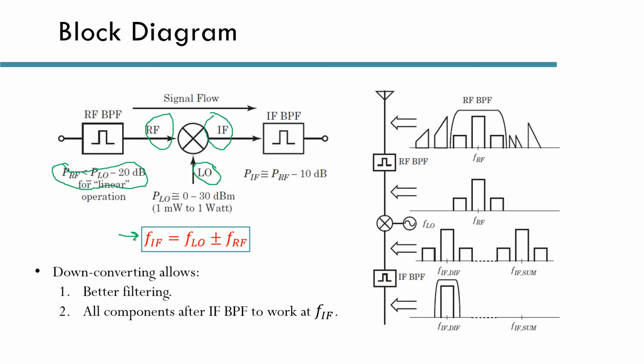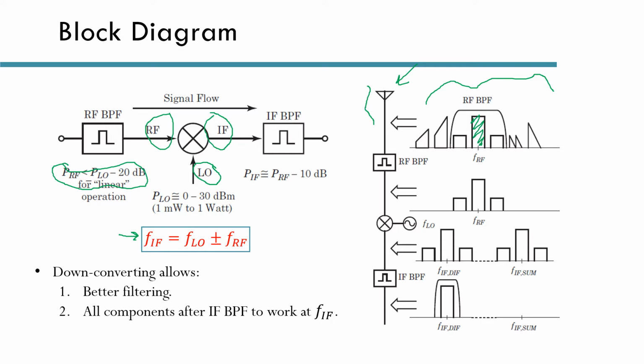Now, this diagram is showing the process graphically. So, the signal is coming down from the antenna and it contains all these frequencies. But the frequency we want is located at FRF. Now the problem is that at very high frequencies, it is very hard to create a very narrow bandpass filter.